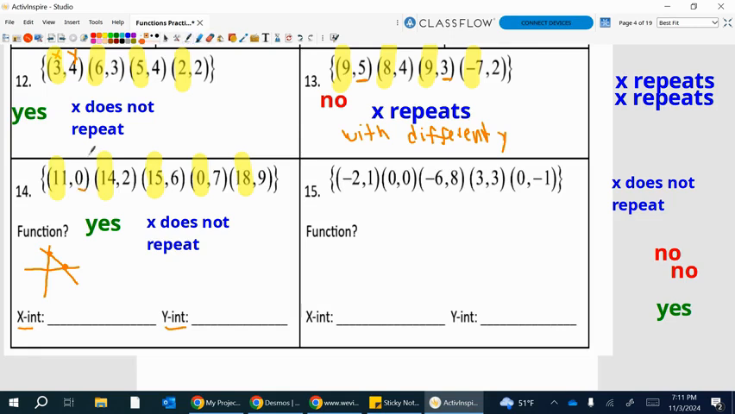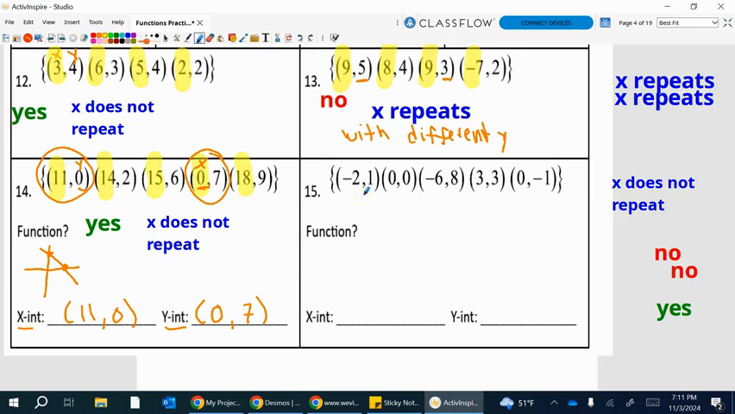So here is a 0 and here's another 0. This is the y value and this is the x. I know that an x-intercept always has 0 for the y, so (11, 0) is my x-intercept. I know that a y-intercept always has 0 for the x, so (0, 7) is my y-intercept.